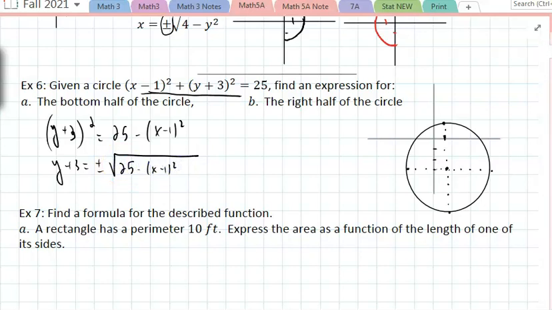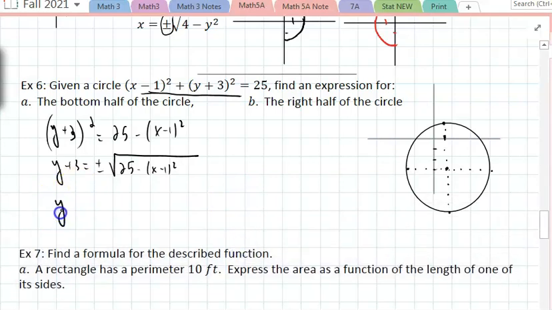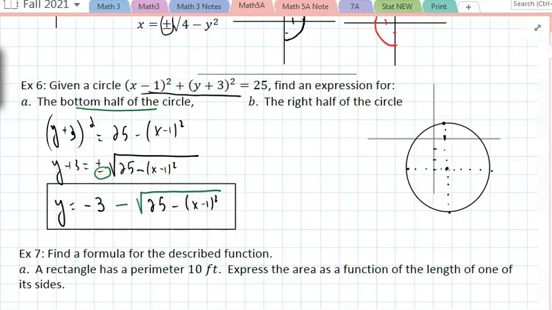And if I wanted to take the bottom half, I'm really taking the negative of the radical. And that would be my answer. This will resemble that bottom half. Starts with -3, and since this is always negative, we're going to find that bottom half.